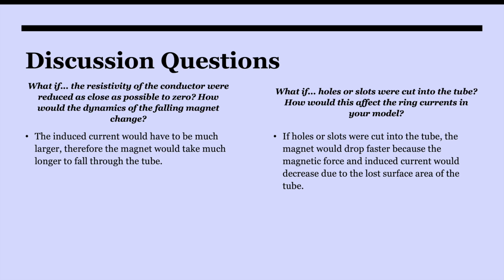What if holes or slots were cut into the tube? How would this affect the ring currents in your model? If holes or slots were cut into the tube, the magnet would drop faster because the magnetic force and induced current would decrease due to the loss of surface area of the tube.